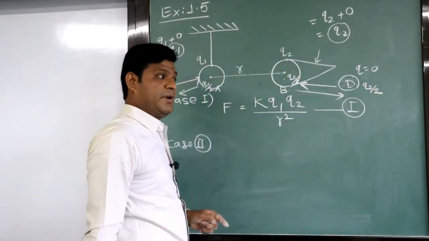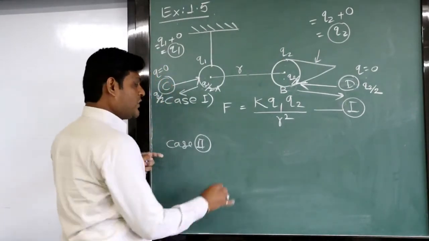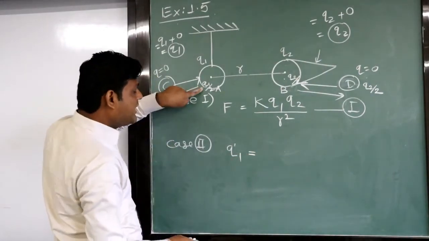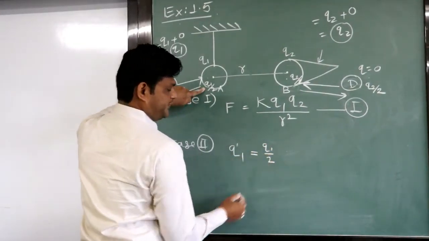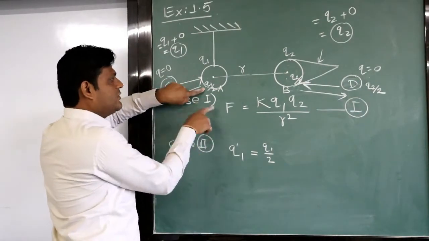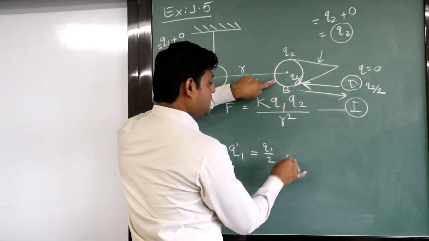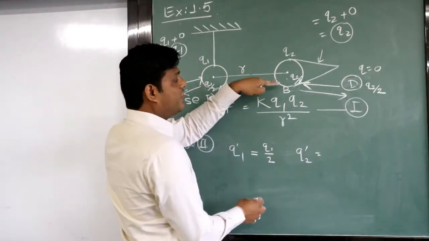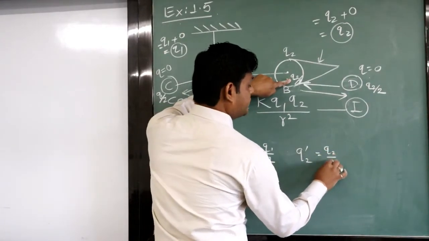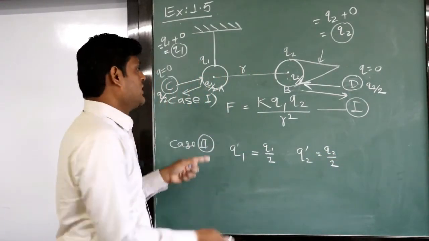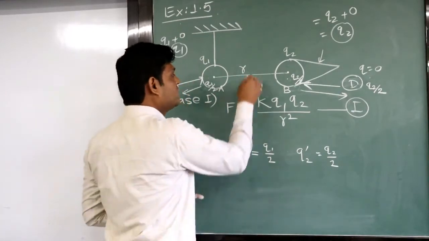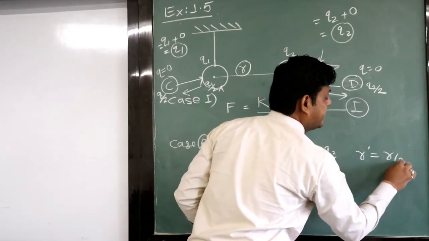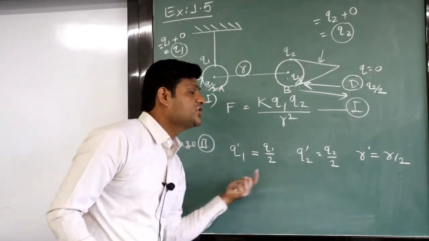So in the case 2, what is the new charge? Suppose Q1 dash is the new charge. What is the Q1 dash? It is Q1 by 2. After the separation, charge on the sphere is Q1 by 2. What is the new charge on the sphere 2? After the separation, charge on the B is Q2 by 2. And it is given the distance between them becomes half. So this R becomes R by 2. So R dash, new R, becomes R by 2. Now what is the force in this situation?